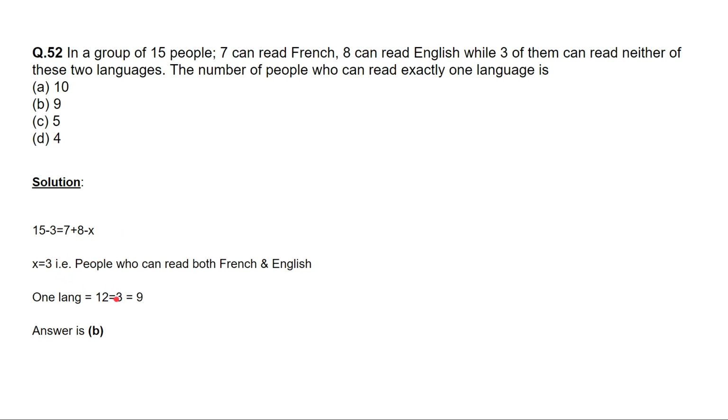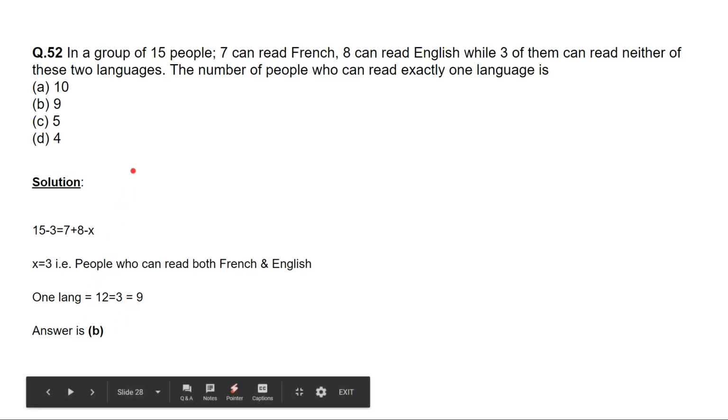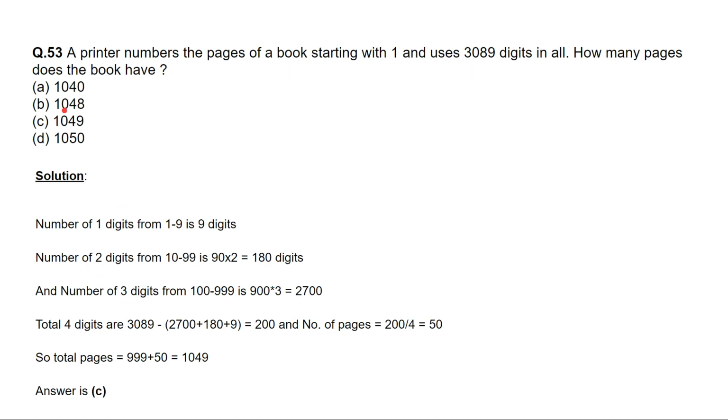Now what we have to find here is who can read exactly one language. So we know there are a total of 12 people. Out of that, 3 can read both the languages. So if we subtract 12 minus 3, we will get 9. So the correct answer is B.